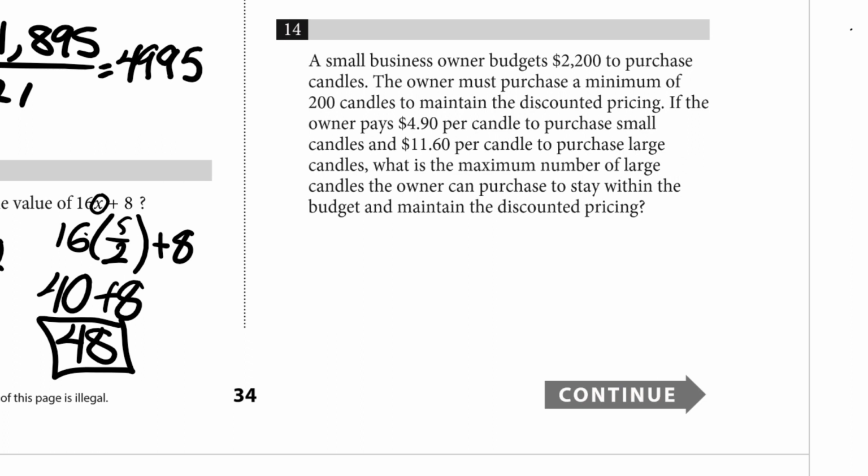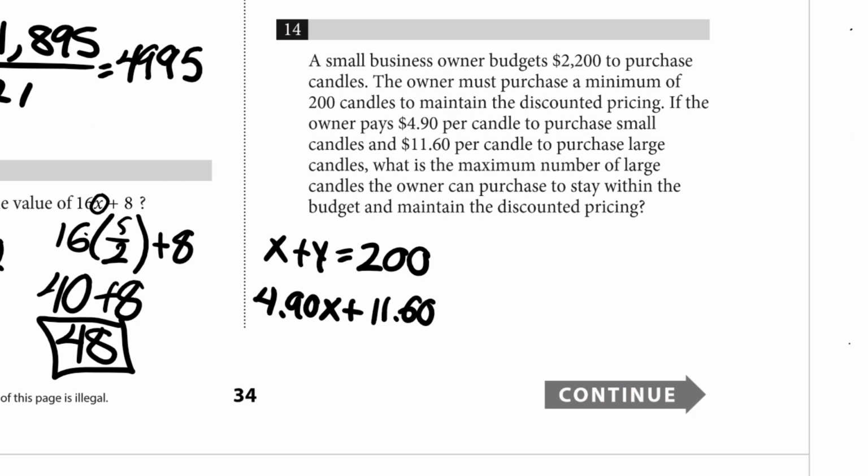So we're going to come up with two equations here, and we're going to use a system of equations to figure out what the answer is. First, the number of small candles plus the number of large candles has to equal 200. And then the cost of the small candle times the number of small candles plus the price of the large candles times the number of large candles must equal 2,200. So first we're going to get x by itself for the equation on top. We do that by subtracting y.